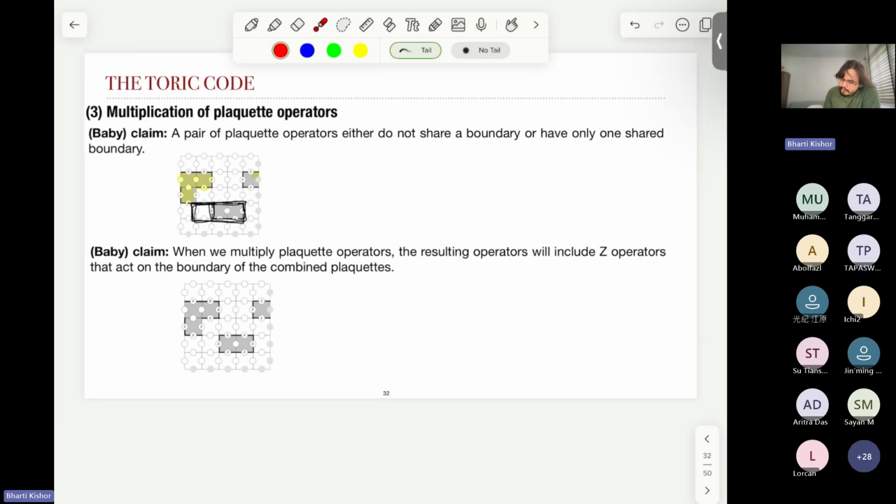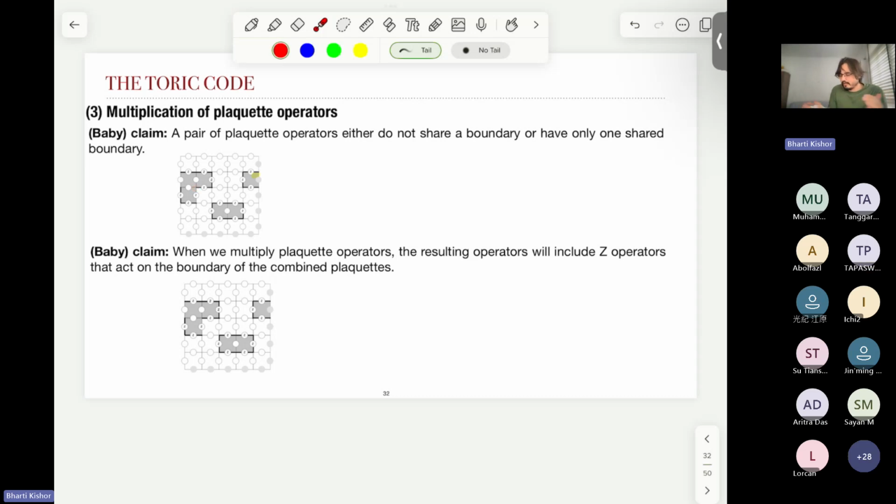An important point here is that a pair of plaquette operators either do not share a boundary or have only one shared boundary. So if you take one plaquette operator and another plaquette operator and multiply them together, because Z times Z is identity, it leads to, like, an amoeba, right?